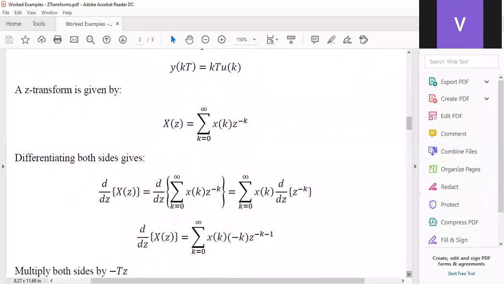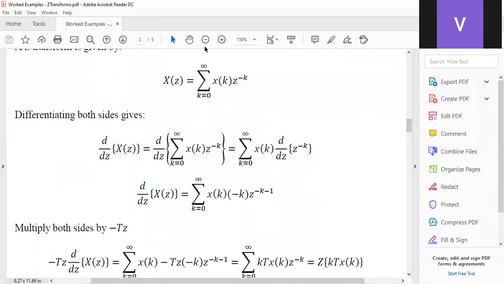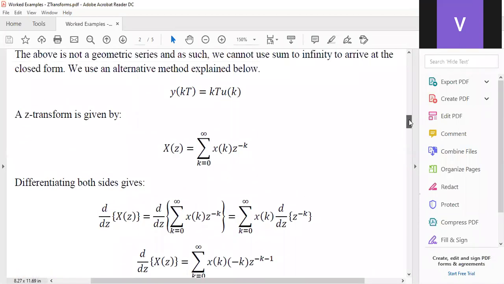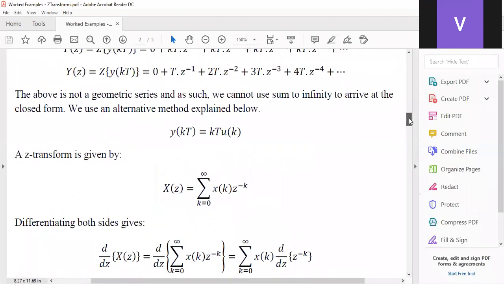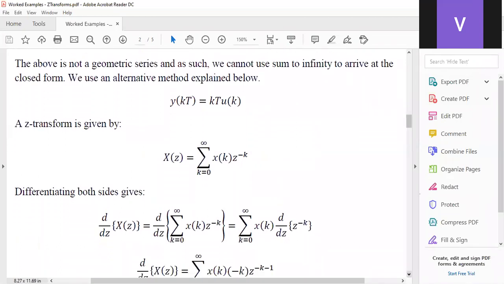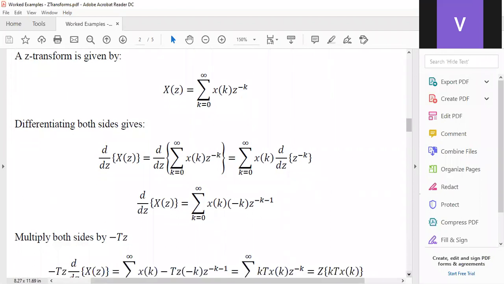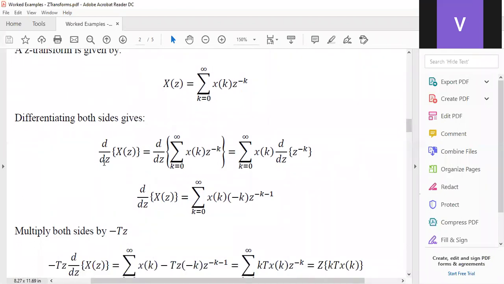So you have to use an alternative method to actually get the Z transform. This is the definition of the Z transform. Let me go over it again. We cannot use the method we used in solving the unit step to solve for this, because this is not a geometric series. So we have to use an alternative method, which is to differentiate both sides. So you differentiate this and you differentiate this.